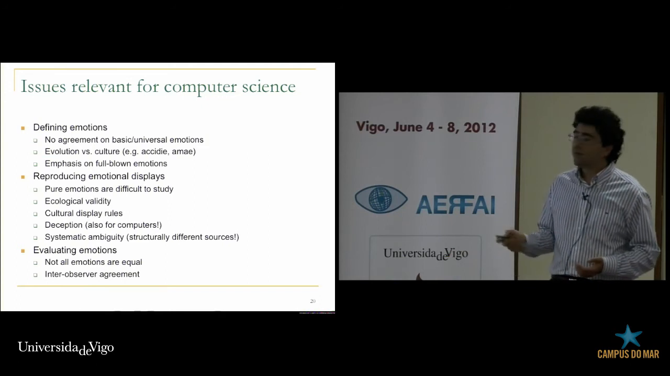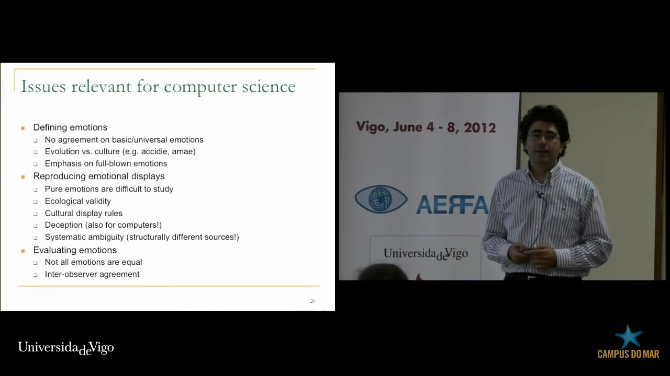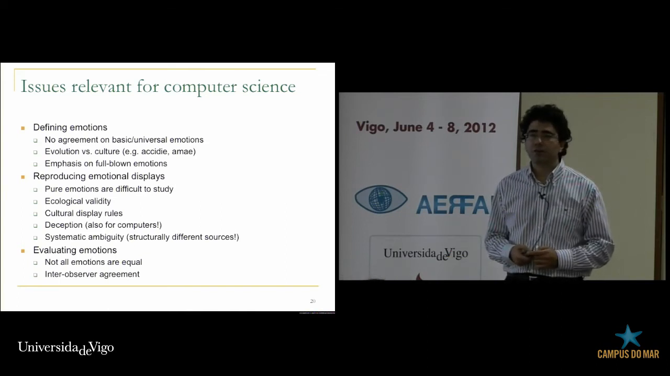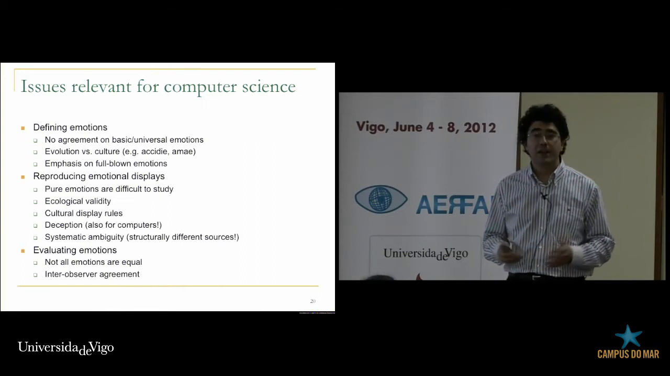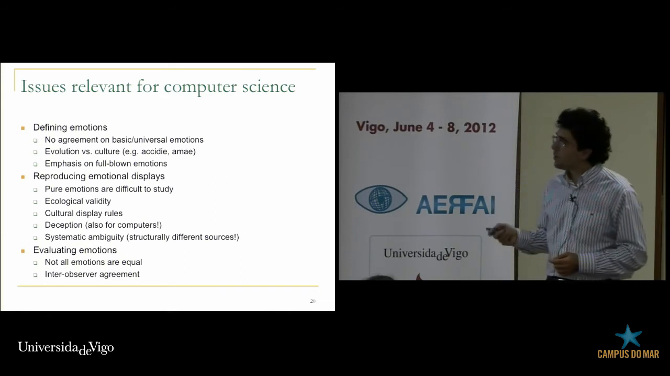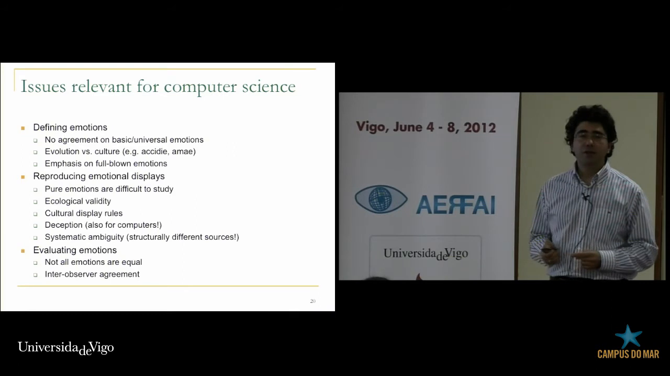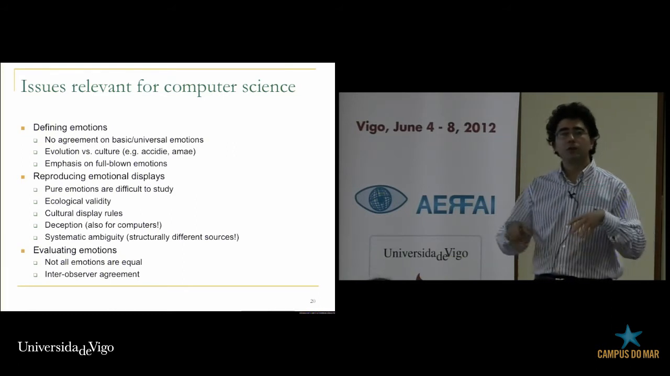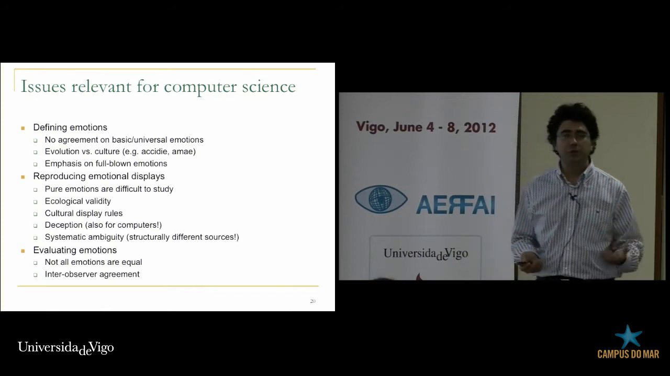Pure emotions are very difficult to study. If you are collecting a database, are you going to make your subjects really, really sad? How are you going to do that? Or really fearful, really scare them to death? So these are very difficult to study. Ecological validity means you need to go into the natural setting where the emotion occurs in order to get really useful data.